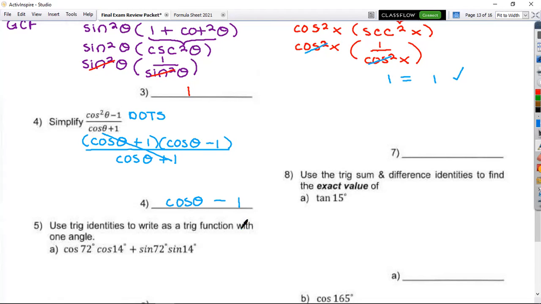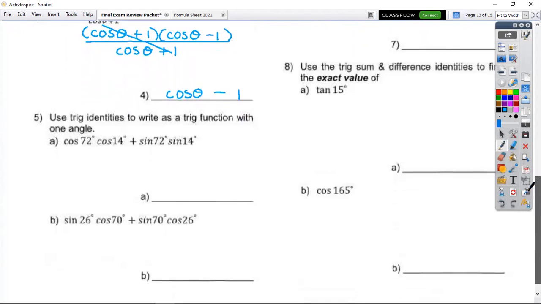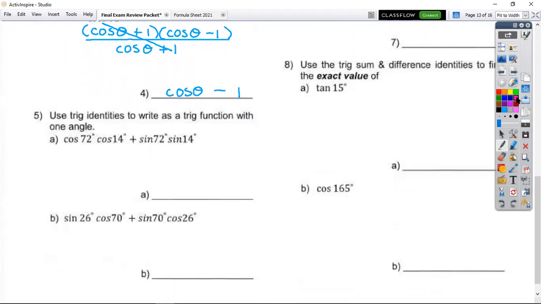All right, so down to 5 and 8. I guess I'll do 8 first because it's kind of above the other one. Number 8 says, use your trig sum and difference identities to find the exact value. So these are all your special angles that you do have to have memorized. So I need to figure out how can I obtain 15 degrees with these special angles. So how do I get 15? Can't I do 45 minus 30? Yep, so that's one option and that works.